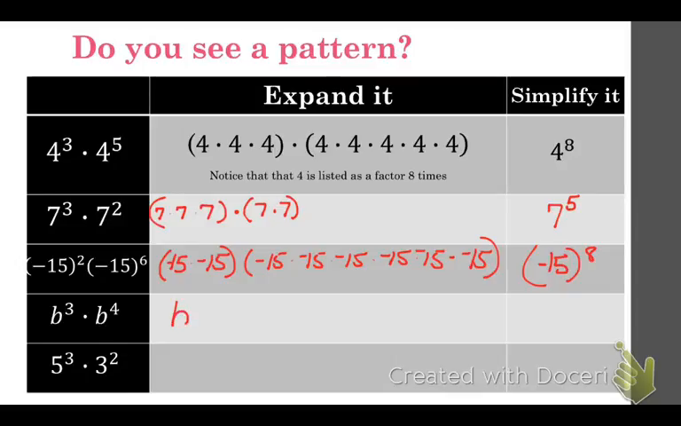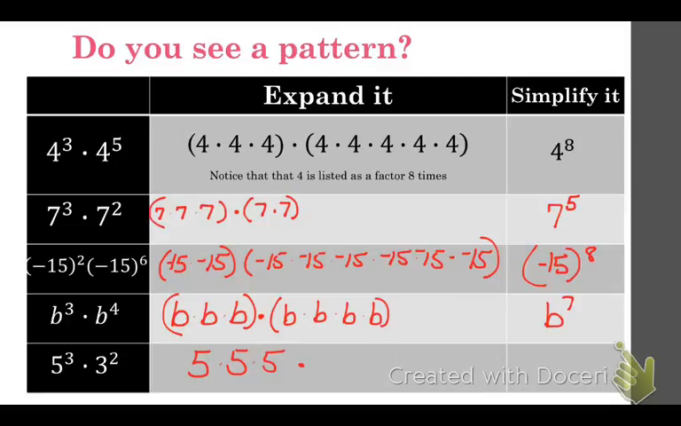B cubed means b is there as a factor 3 times, times b to the 4th means b is there as a factor 4 times. So altogether, I have b as a factor 7 times. This last one, 5 cubed times 3 to the 2nd, also known as 3 squared, means I have 5 cubed times 3 squared. I can't combine 5 and 3 because they're not the same. This is just 5 cubed times 3 squared.